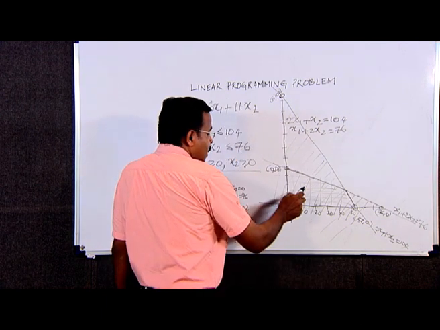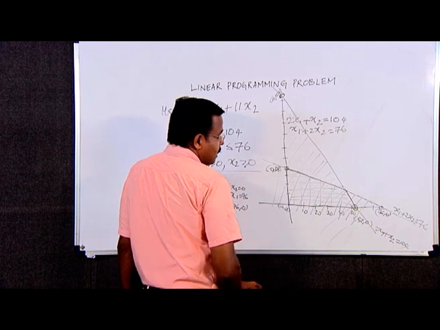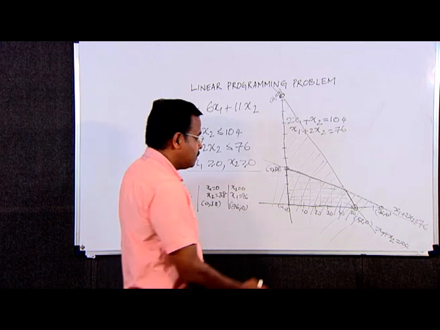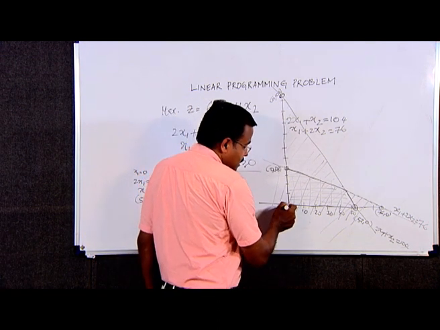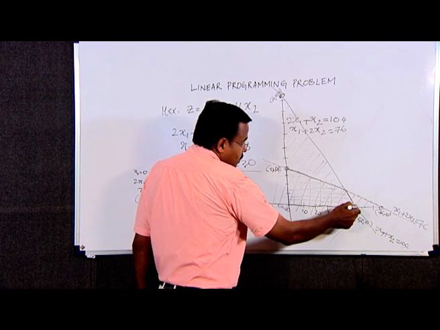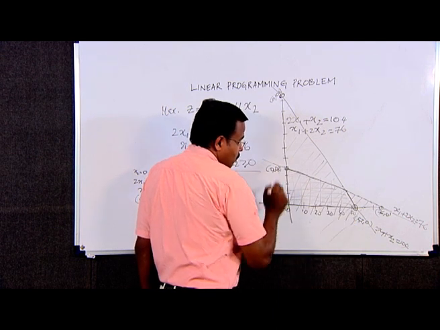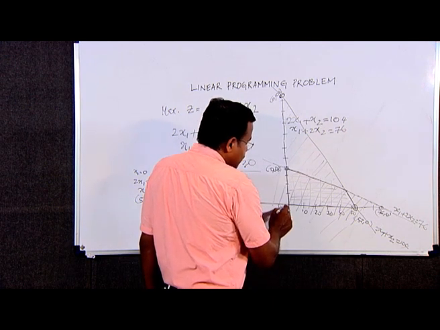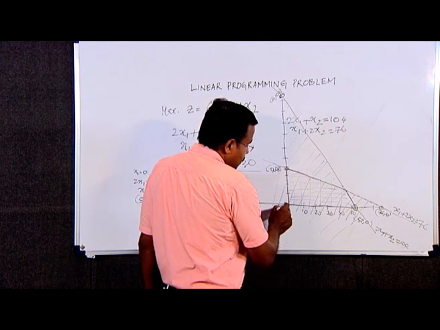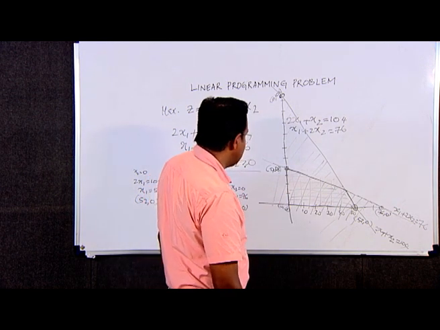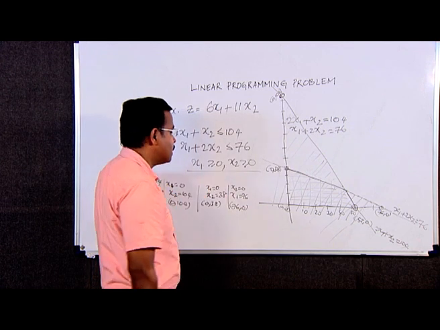So, the possible values of x1 and x2 lie in this region, but there is a theorem. According to that theorem, we just check the corner points of this region. So, there are 4 corner points, 1, 2, 3 and 4. The coordinates of these corner points will give us the best values of x1 and x2.